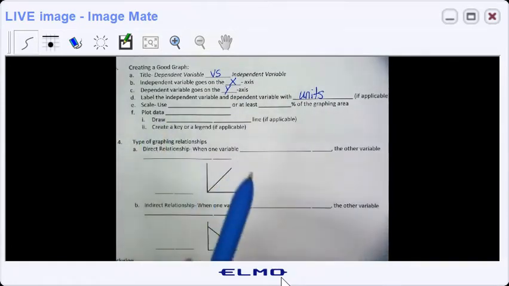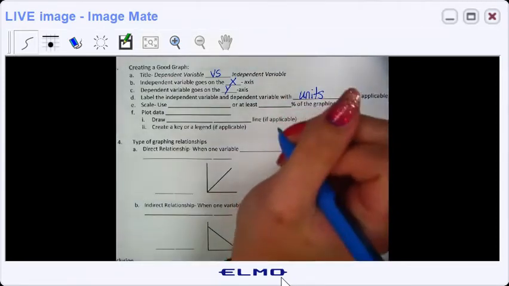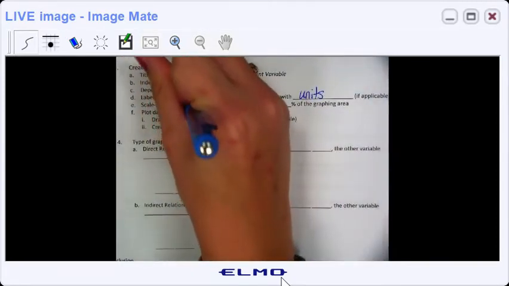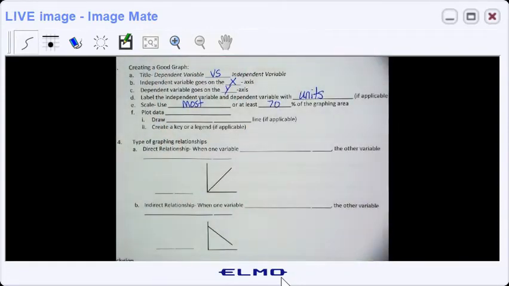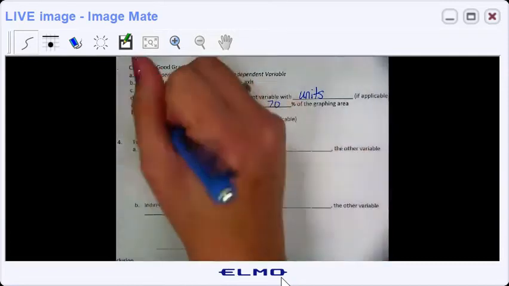Our scale basically is saying that we should use up most of the graphing area. So if I give you a whole page to do a graph on, don't do it in a little tiny corner. It should be spread out. Use the area that's given to you. Make sure you plot your data correctly.